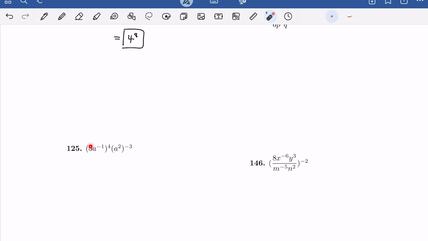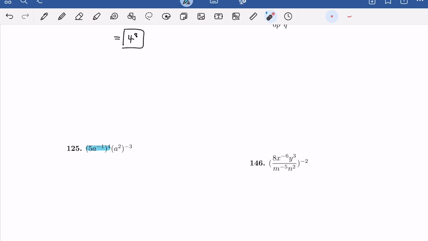All right, let's look at 125 here. So we're going to be combining a bunch of different rules. Let's look at this first power. We have 5 times a raised to the negative 1, and this entire thing is being raised to the 4th power. So let's focus on just this part for a moment. Again, we have an exponential expression raised to a power, so this tells me we are going to be dealing with our power rule.